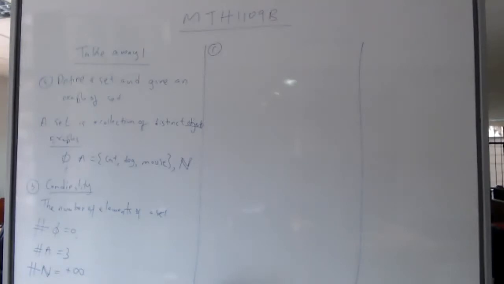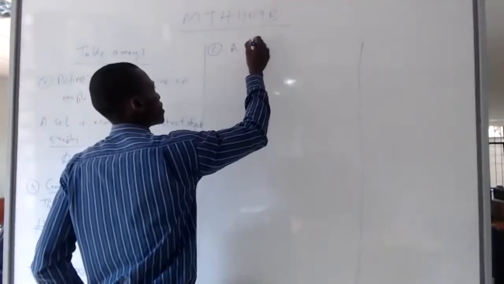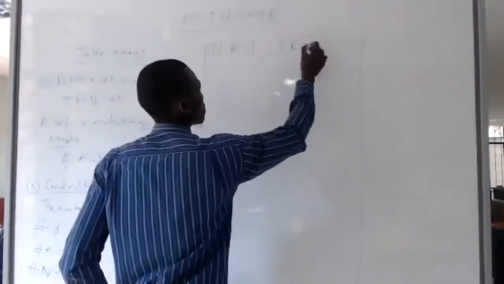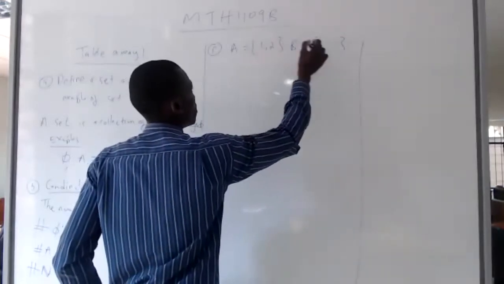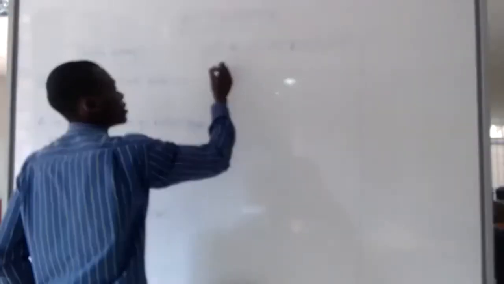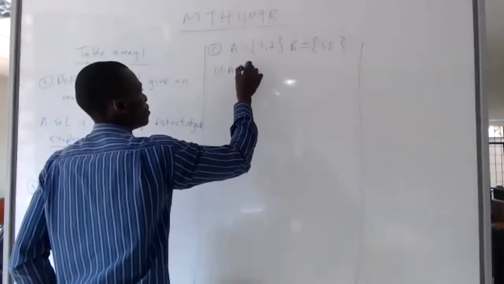The third part of the question, you are given some sets and you are asked to perform some set operations. Who can remind us what the set A was? Set A is 1, 2. Set B is 1, 3. Okay. I might not go in order, but A union B.